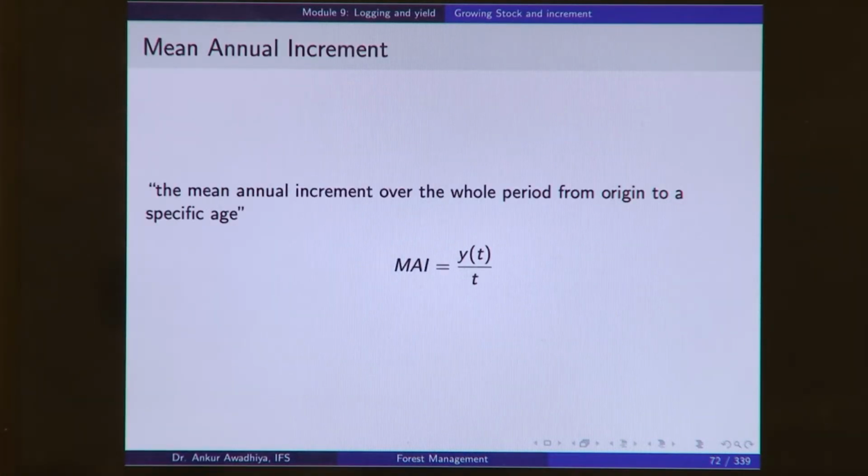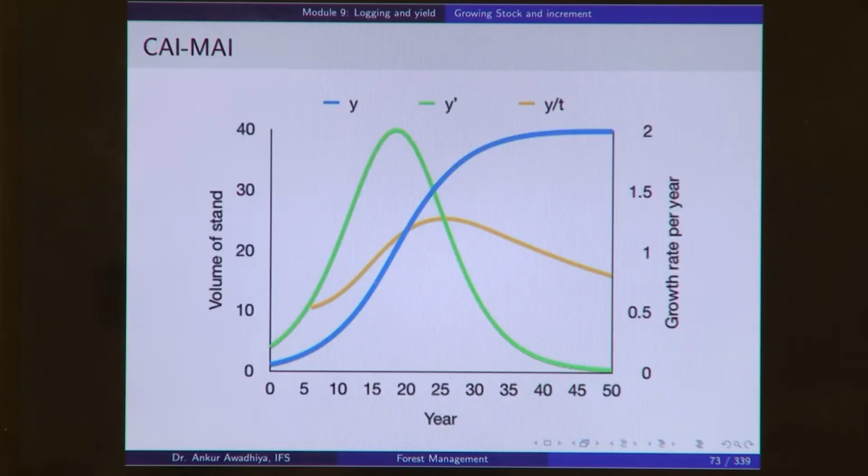We also define mean annual increment, which is the increment over the whole period from origin to a specific age. So mean annual increment is given by the growing stock at time t divided by t, which is what we are seeing here by this yellow curve.